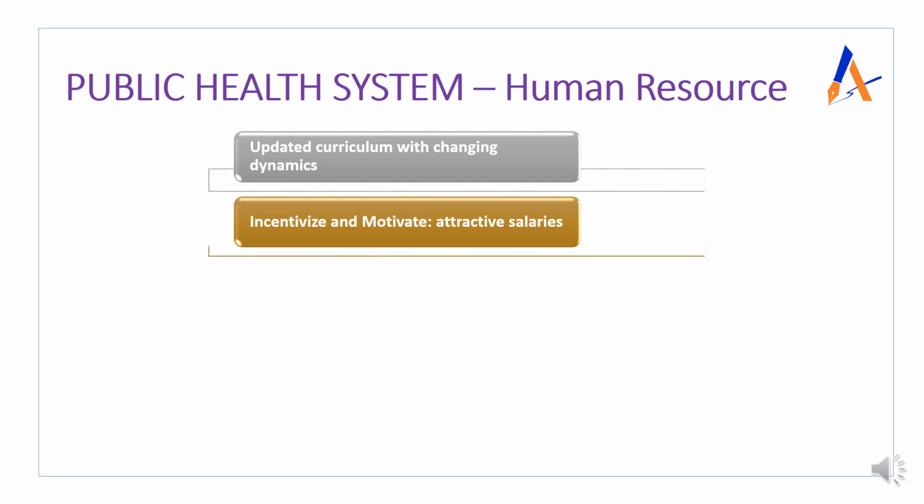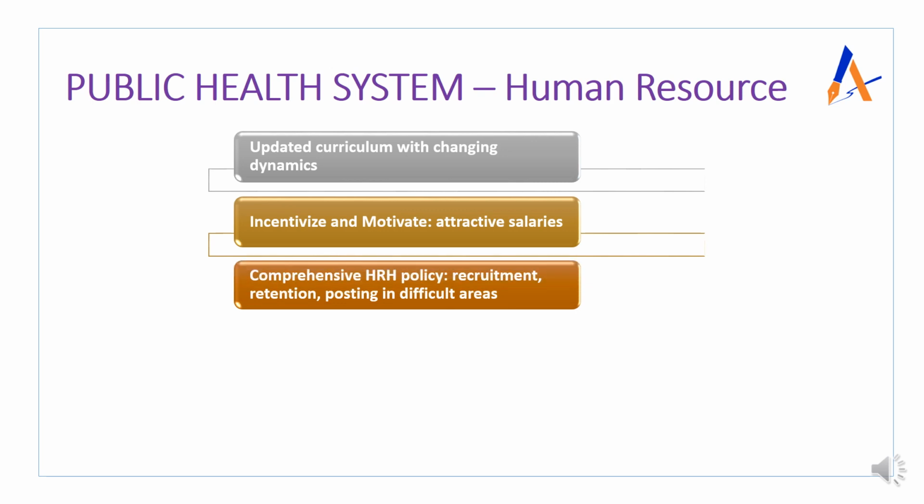Okay. Next is related to comprehensive HRH policy should be there. Human resource and health policy should be there, be it with respect to recruitment, retention of the professionals, posting in difficult areas. So that should be there. Otherwise, we will have always shortage of the officials. We need to address this shortage. So we need to have a comprehensive HRH policy.